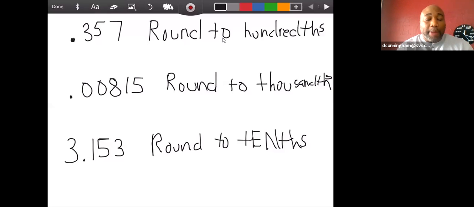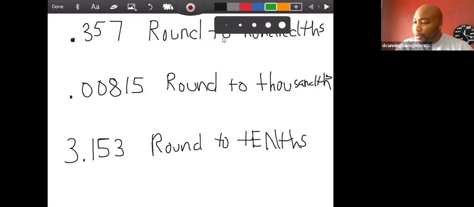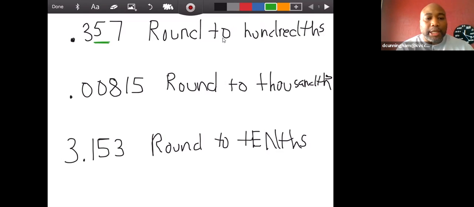Here are 3 examples and how we're going to round these 3 decimal values. Let's look at the top one. We want to round 0.357. Looking at that 7, meaning the 1,000th position, we say 357 thousandths. Now we want to round that number to the 100th. So we look at where the 100th is located, which is the 5, and then you look immediately to the right, which is that 7.